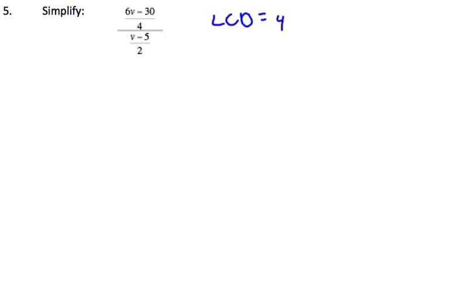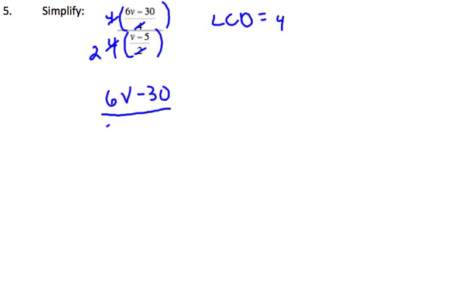So I want to multiply the numerator by 4 and the denominator by 4 to eliminate those fractions. So these 4's cancel, and I'm left with 6v minus 30. And 2 goes into 4 2 times, so I have 2 times v minus 5.